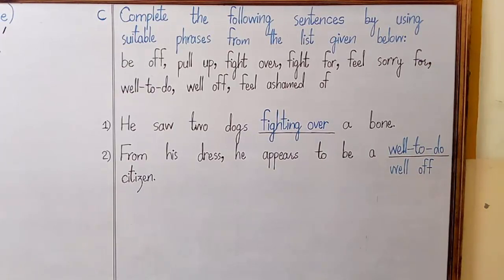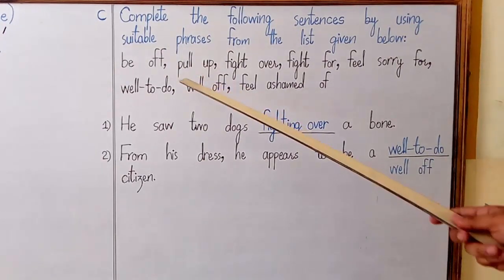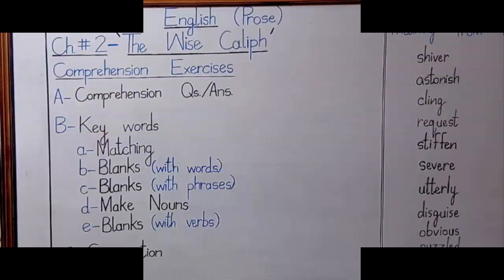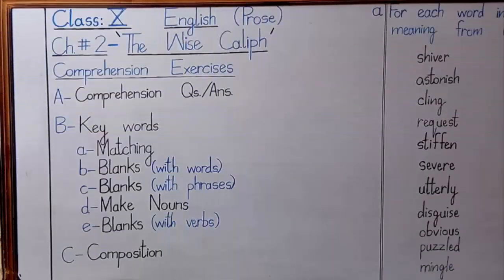So my dear students, there are some more sentences given in this exercise. When you go to page number 5, you will find this exercise there. You have to write down all these sentences in your register, and with the help of a dictionary, you have to fill in all these blanks with the phrases given here. I hope this is not difficult for you to do when you have a dictionary and you know how to use that dictionary. I hope you have clearly understood part 1 of exercises of chapter number 2, the Vice Caliph.